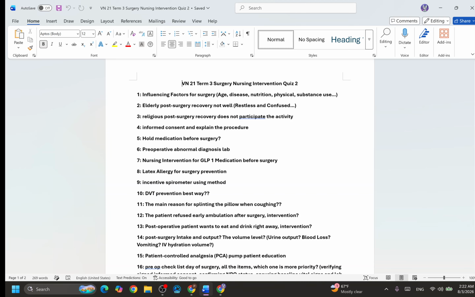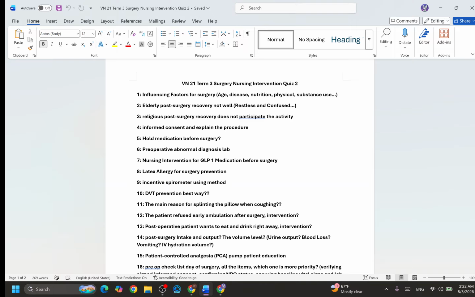Oh, excuse me. For the safety issue. So, what kind of medication do we usually hold before the surgery? Don't overthink this question. The answer is very, very easy. Just think about what medication we usually hold, and I mentioned it in the class already.